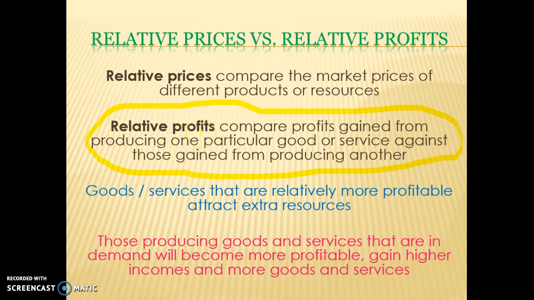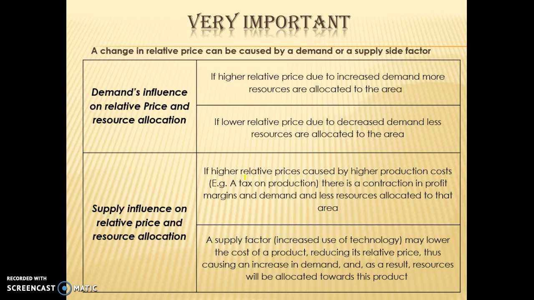So self-interested producers, acting in their own self-interest, are going to shift resources into areas with the highest relative profits, not always relative prices. Those producing goods and services that are in the highest demand will become more profitable and gain higher incomes. So we're going to shift resources to areas where there's higher demand, but it's all based on relative profits. So what I mean by that, and this is the last slide for this video, okay, demand's influence on relative price and resource allocation.